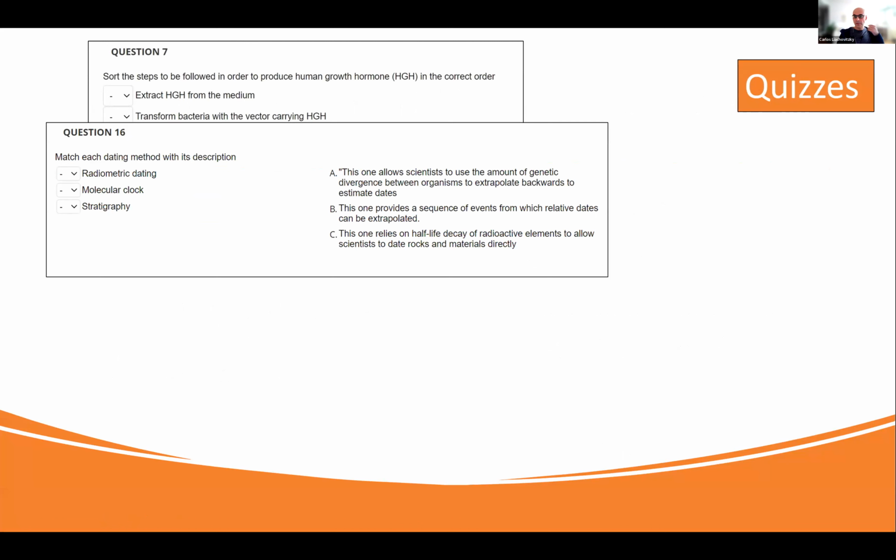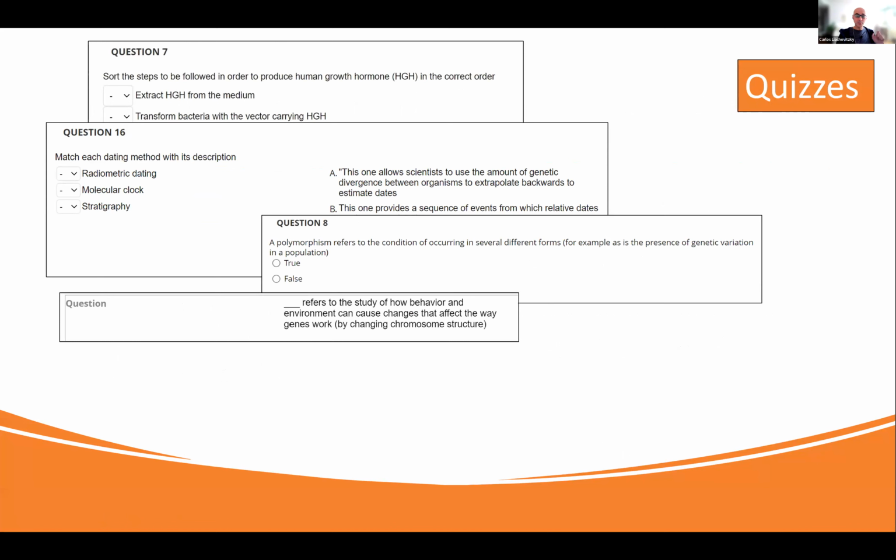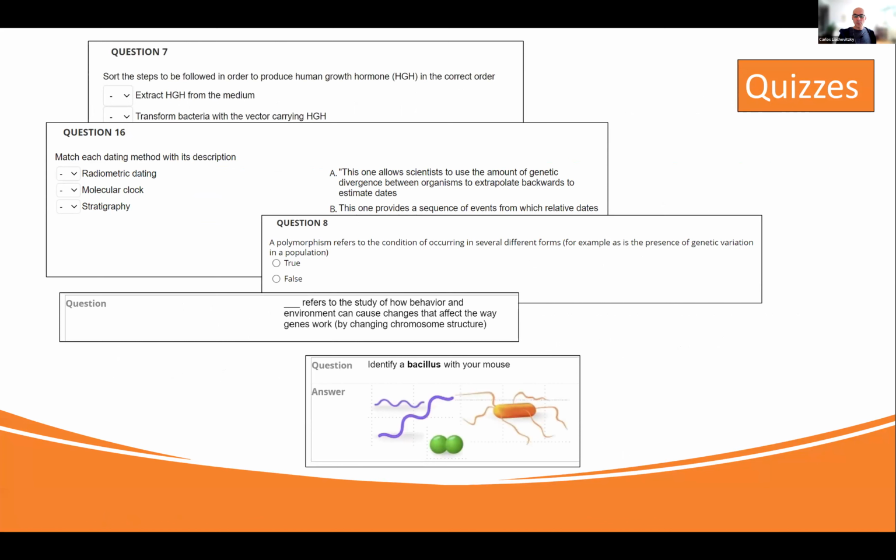I use a diversity of quizzes. I use questions in the quizzes where they have to sort different steps in a process, or they have to match definitions with the terminology, or different things that you can match. There are true-false questions. There are also questions where they have to fill in the blank or blanks. This is mostly for terminology. There are questions where they have to identify something on the slides or some images.